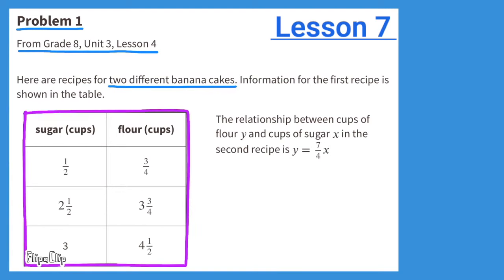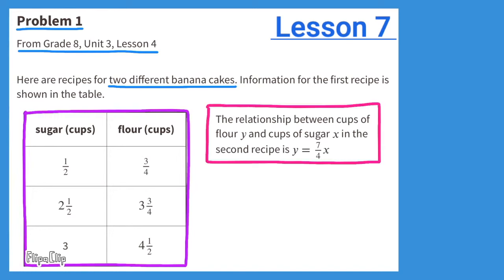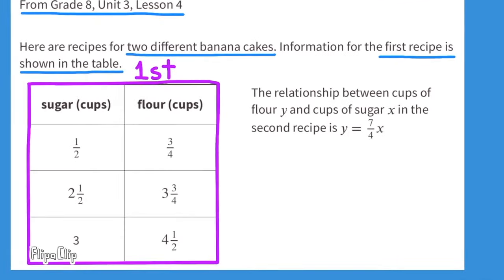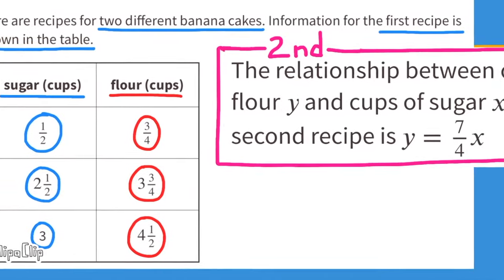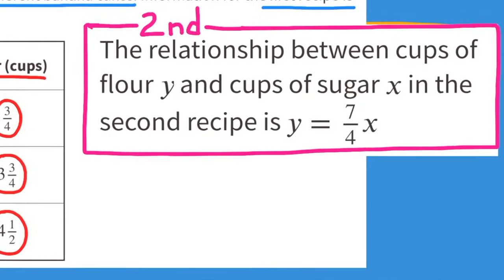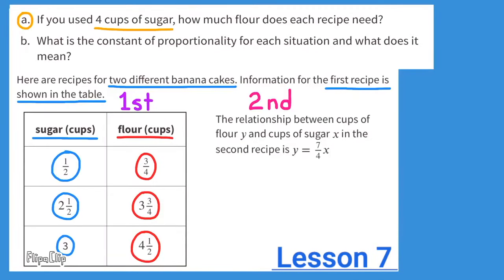Information for the first recipe is shown in the table. The relationship between cups of flour, y, and cups of sugar, x, in the second recipe is y equals 7/4 times x. This table represents the first recipe, and this equation represents the second recipe. A. If you used 4 cups of sugar, how much flour does each recipe need?